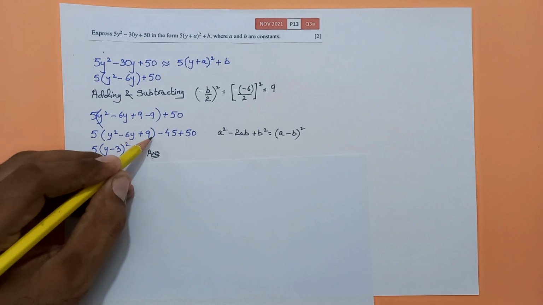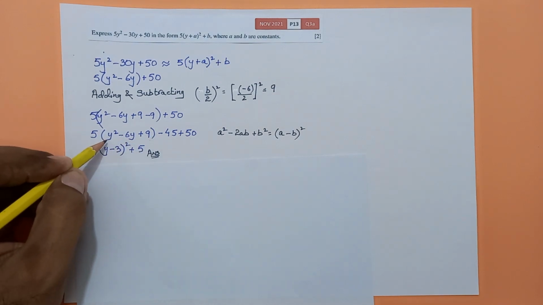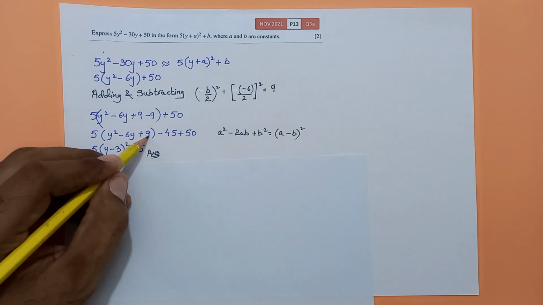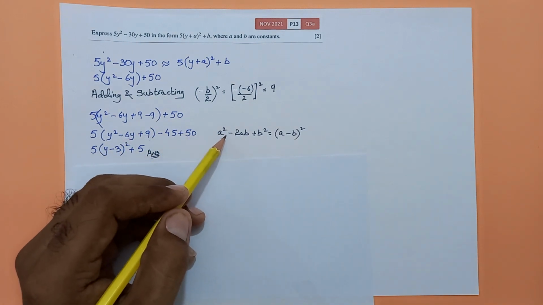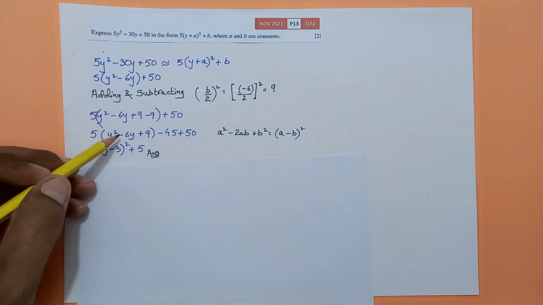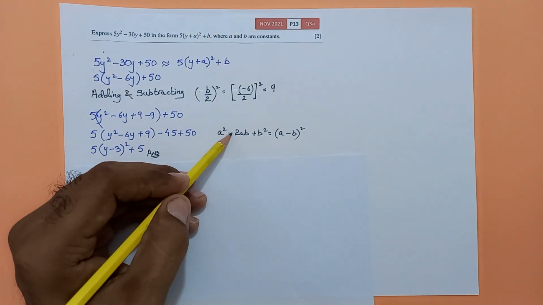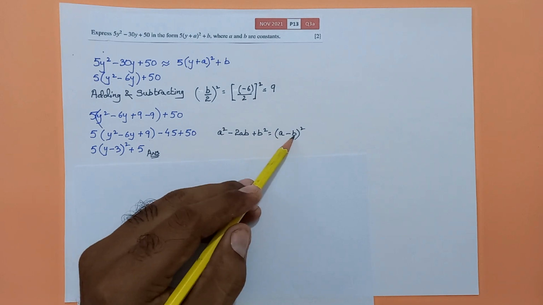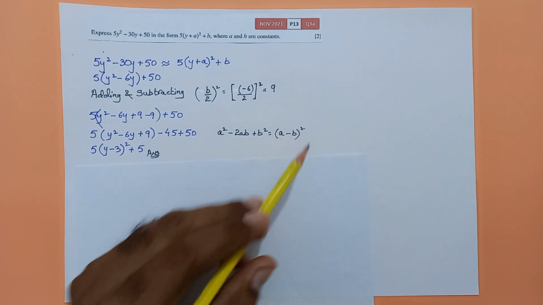Now whatever you can see inside the bracket is basically a perfect square. That means y square minus 6y plus 9 is basically a perfect square according to a square minus 2ab plus b square, because we have a negative over here, so negative over here, and that can be converted to a square form, perfect square form, which is a minus b whole square.